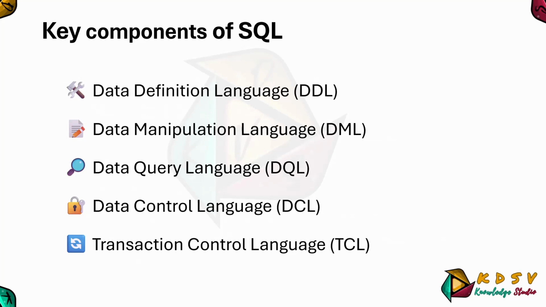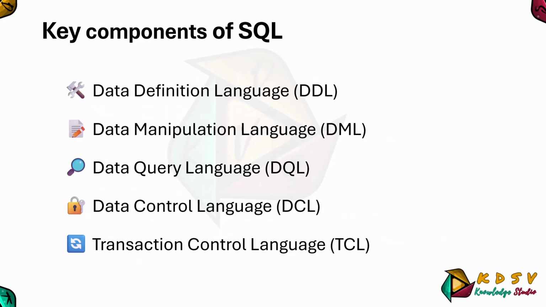The fourth one is data control language. DCL is used to control access to the data within the database. Commands like grant and revoke are used to assign or revoke the permissions, determining who can access or modify certain data. DCL commands are grant, which is used for permitting the user to access, and revoke, used for removing the authorization for the given users.